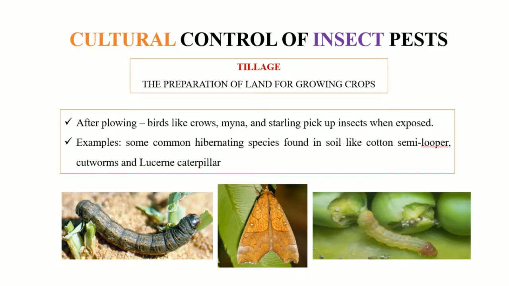Common examples include the hibernating species in the soil, like cotton semilooper, cutworms, and lucerne caterpillars. These are brought up to the upper layer of the soil or are exposed by plowing, and then their bird predators pick up these insects. By the exposure of these insect pests, the predator pressure on their populations increases, and in this way, tillage helps in controlling the insect pests.